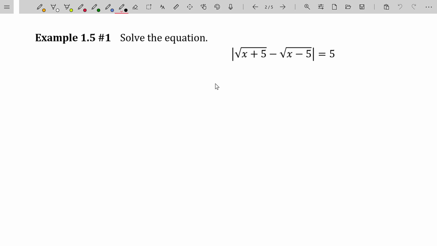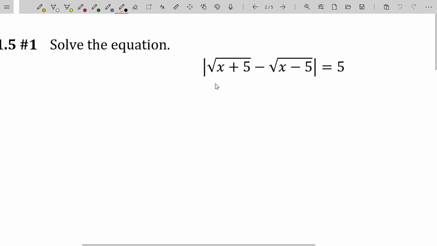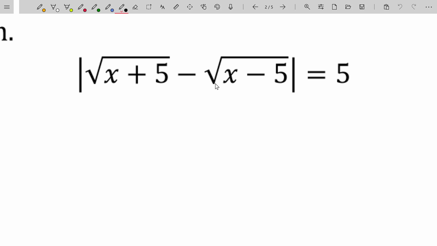So we're faced with an absolute value equation here. Solve the equation: the absolute value of the square root of x plus 5 minus the square root of x minus 5, end absolute value, is equal to 5.